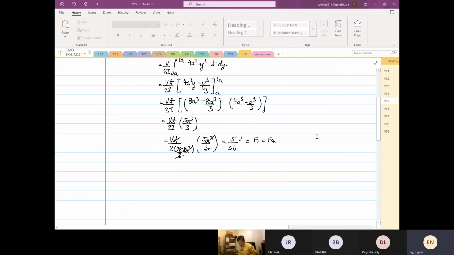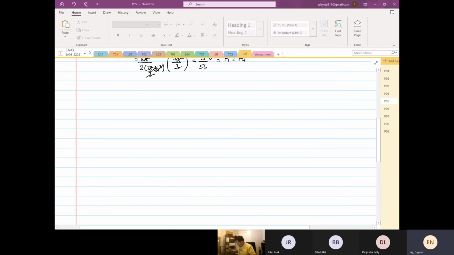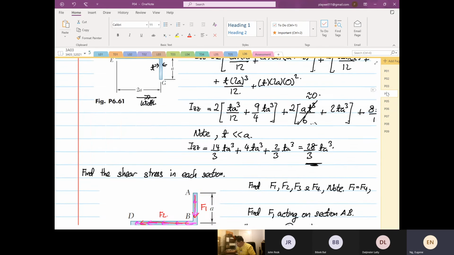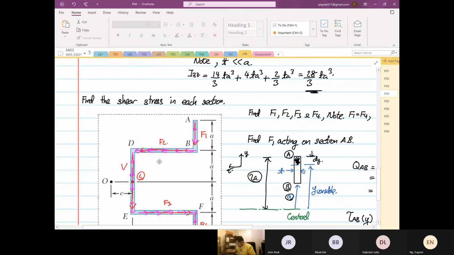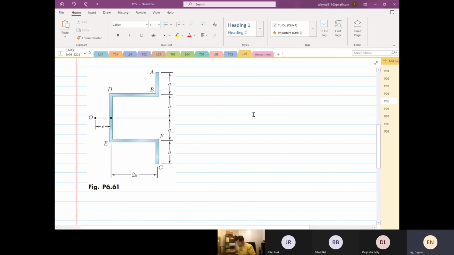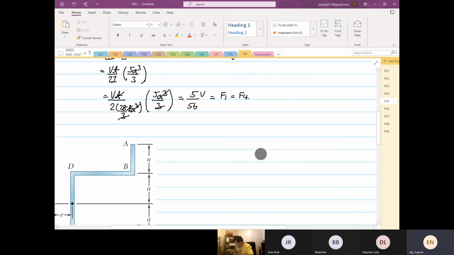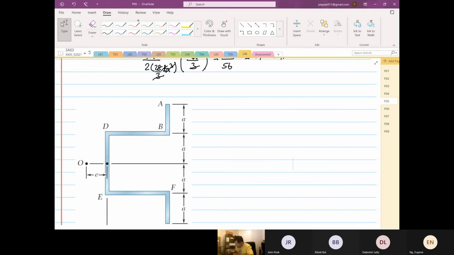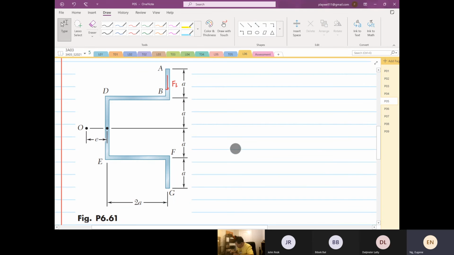Okay, so next we're going to look at section. Let me copy the diagram so you know what we're trying to do. So we have found the forces on AB and FG, right? So we know that this is our F1, and over here we say F1 is equal to F4. So now we are trying to find our F2, and F2 is also equal to F3.